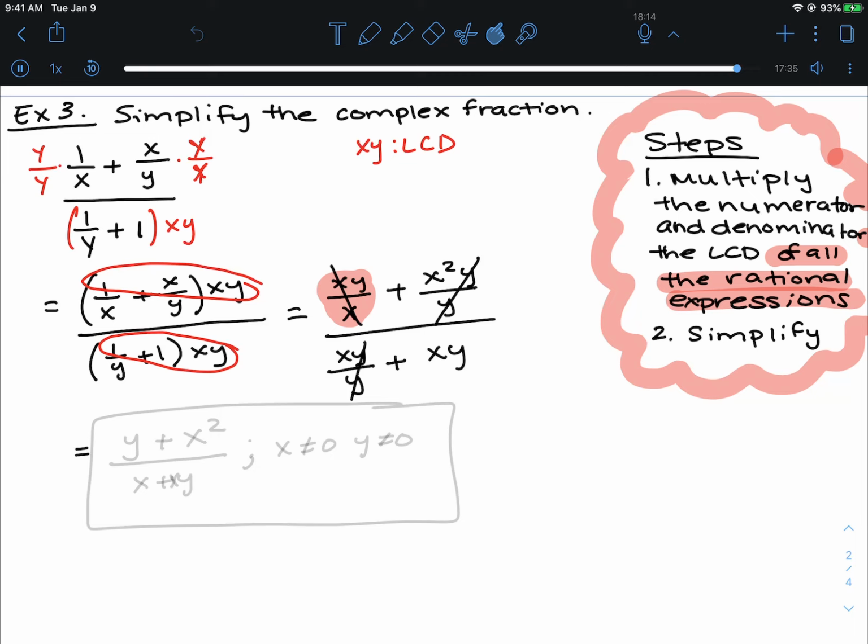So what are you left with? You're left with y plus x squared over x plus xy. And that right there is your answer. Okay, and what would be the restrictions? Well, x cannot equal 0 and y cannot equal 0, because if you put a 0 for x or 0 for y, then they're going to give you a denominator of 0.